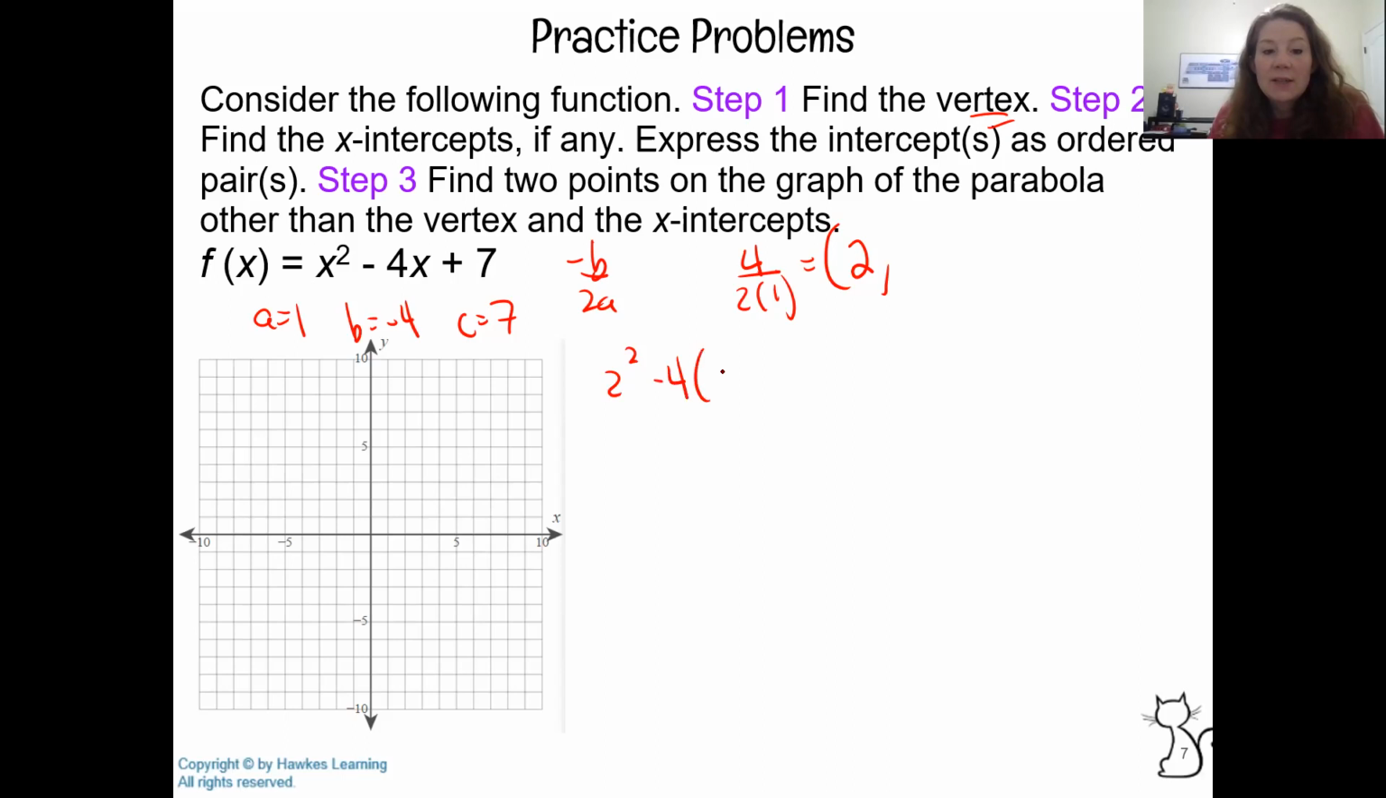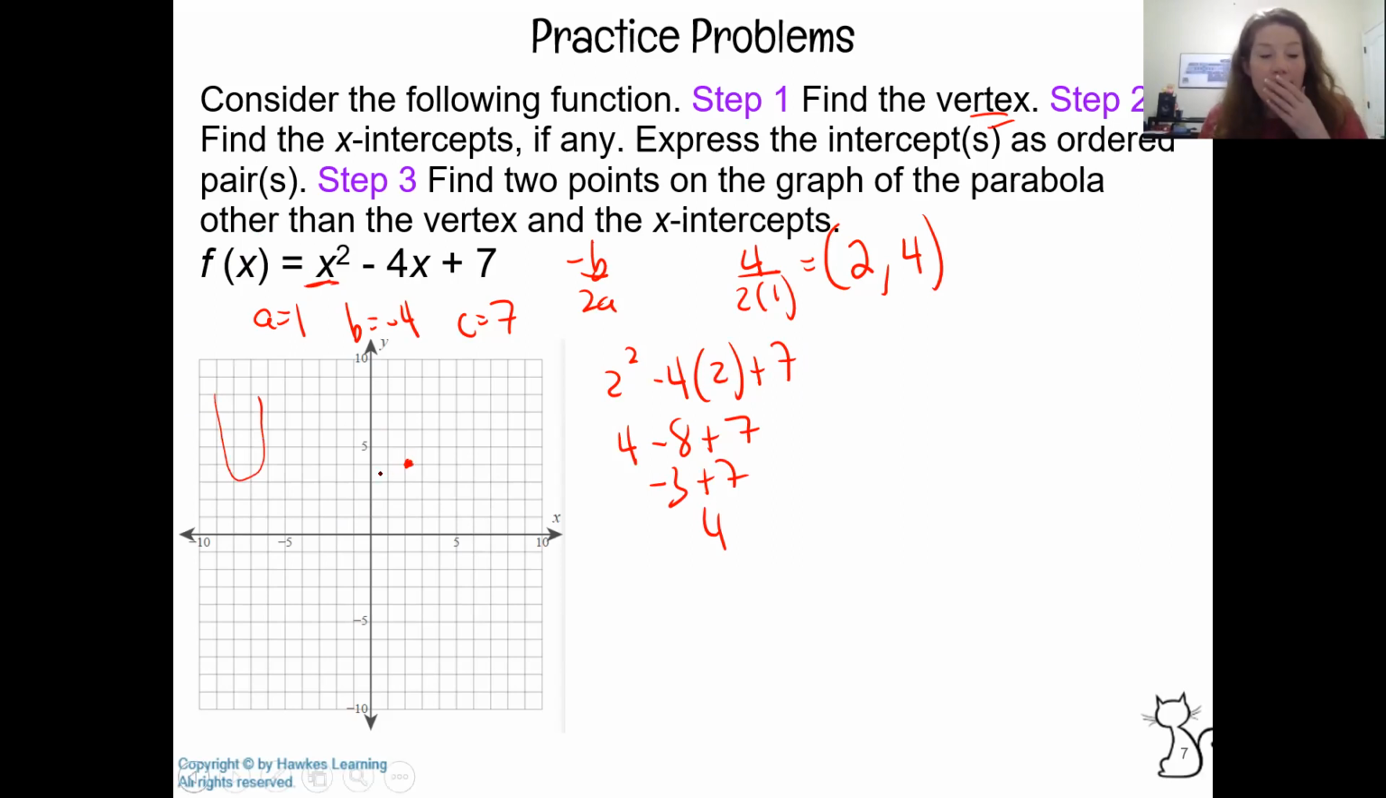And to find what y is, we're going to plug in 2 for x. So 4 minus 8 plus 7 would be -4 plus 7, which is +3. All right, so we're going to go right 1, 2, and up 1, 2, 3, 4. Now, what do you notice? This is a positive parabola. It's going to go up like this. Well, this is our lowest point. That means that our parabola will not have x-intercepts.